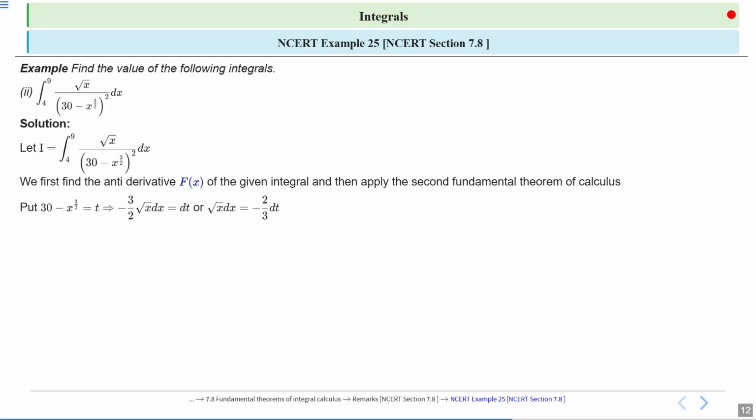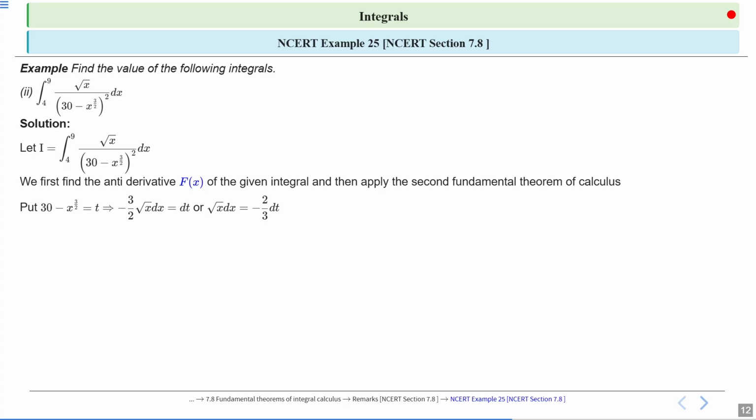Because when we differentiate 30 minus x to the power 3 by 2, the differentiation is a constant multiple of the numerator. So we apply the substitution method. We take 30 minus x to the power 3 by 2 as t and differentiate it with respect to x. The differentiation of a constant is 0, and then we differentiate x to the power 3 by 2. So it becomes minus 3 by 2 root x dx.